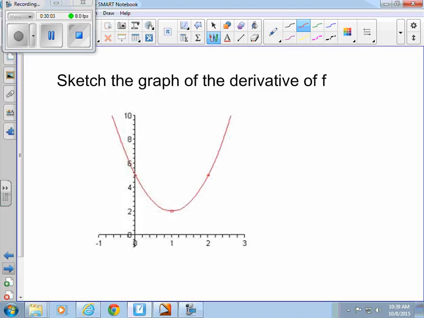When is it 0? At the relative minimum, right? Which is the absolute. So you agree the derivative is 0 right there? What is the derivative here? Positive or negative?